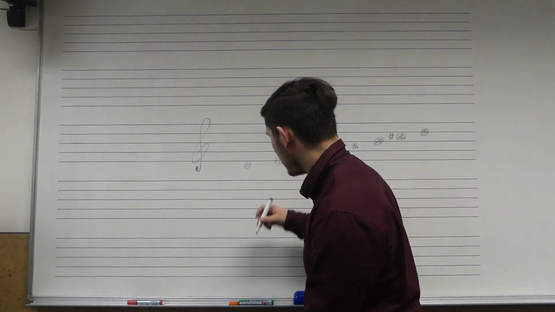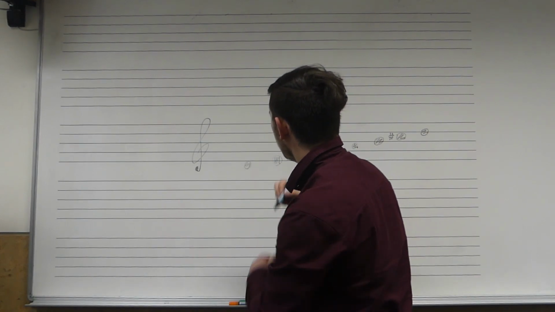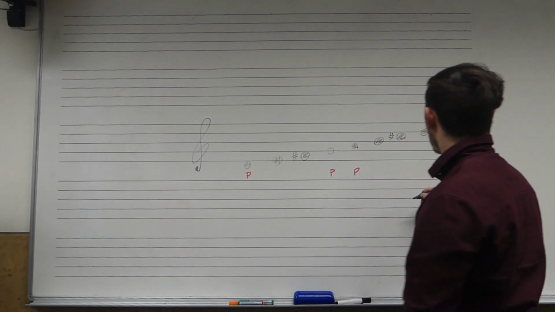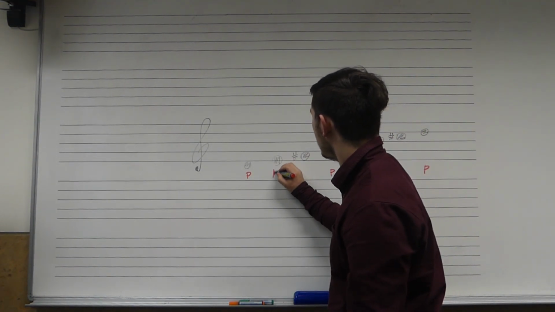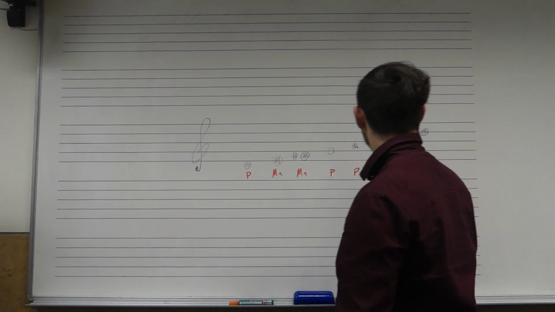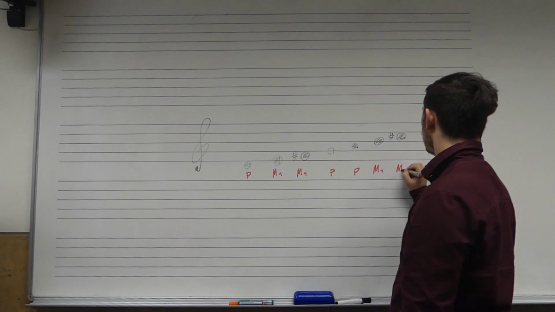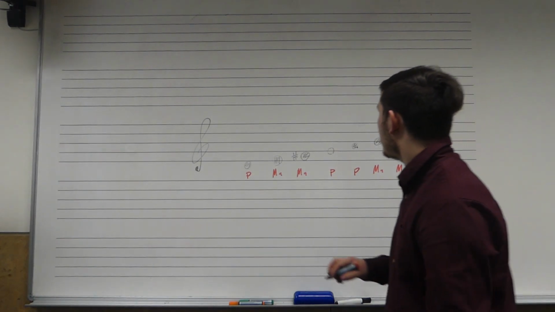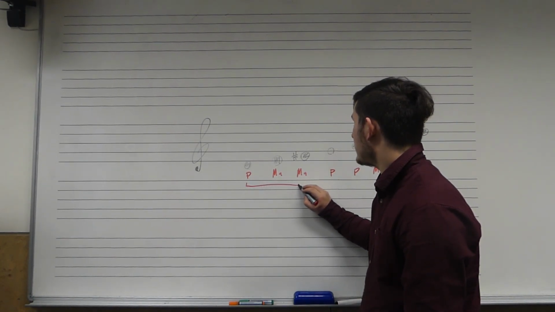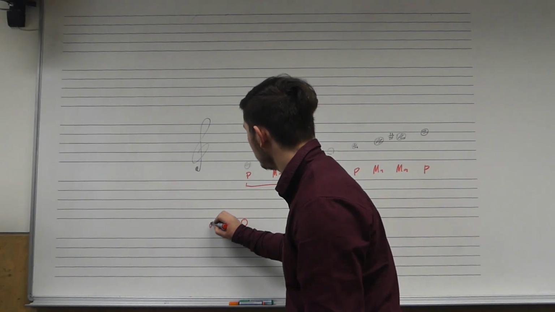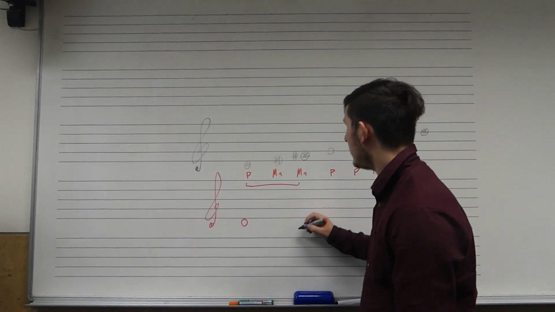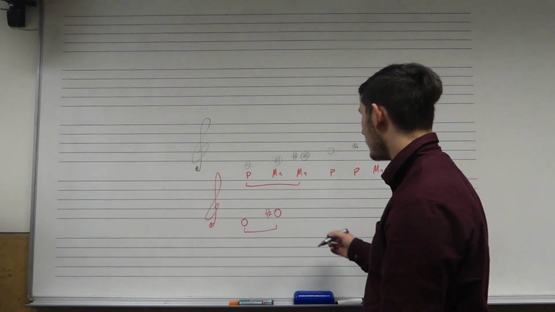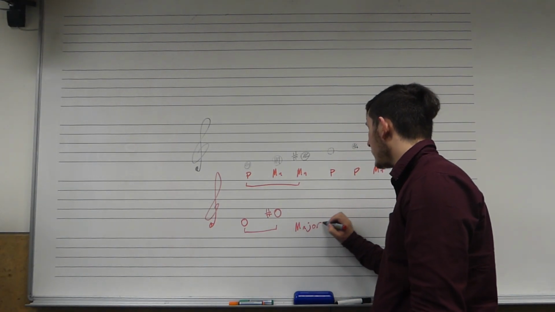So let's have a red pen for P, for perfect, and we're going to have MA for our major intervals. So we're going to look at from D to F sharp. Well, this interval, as we know, is a major third.